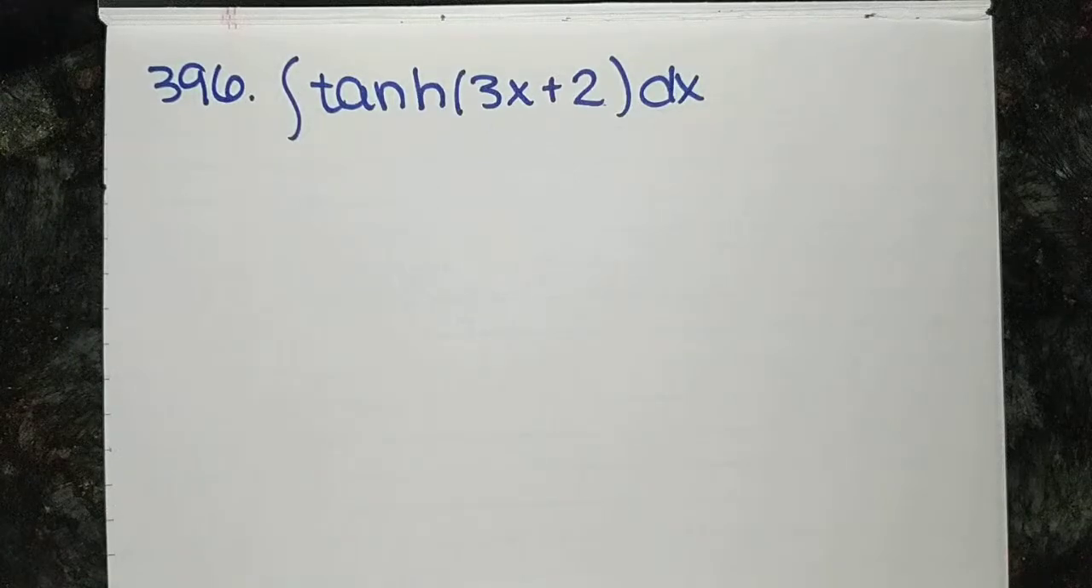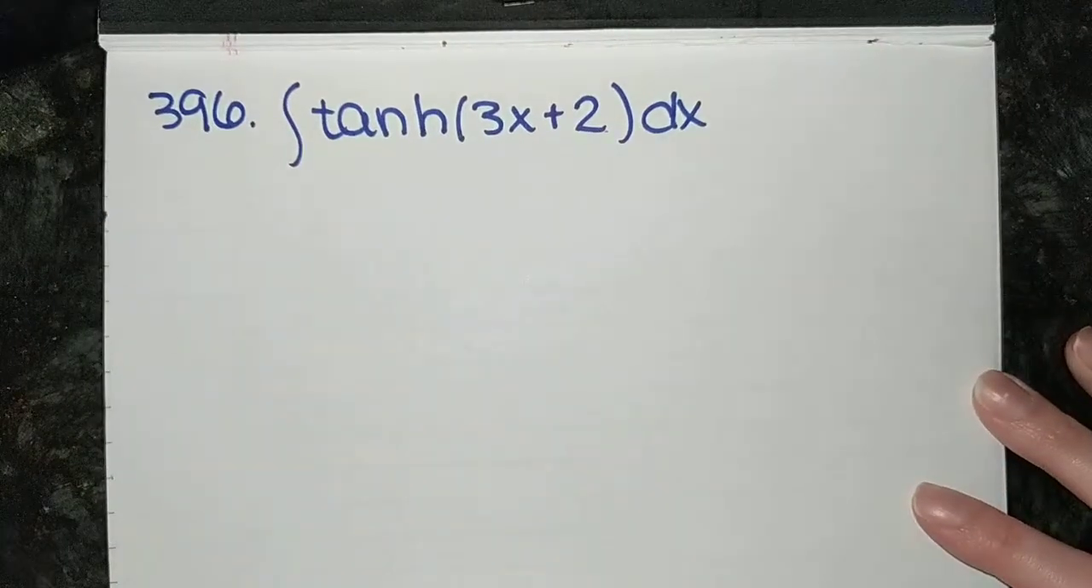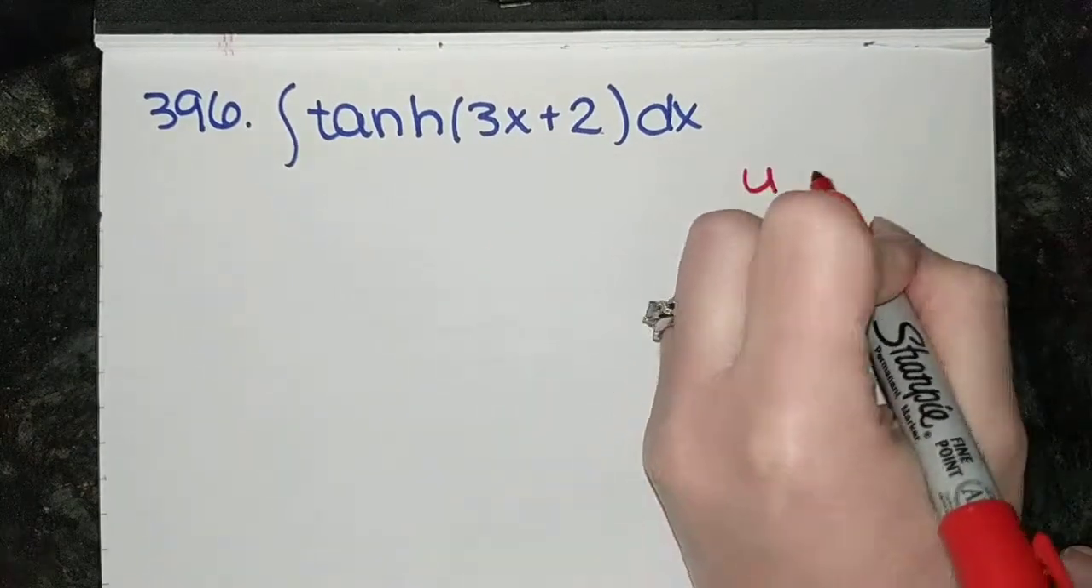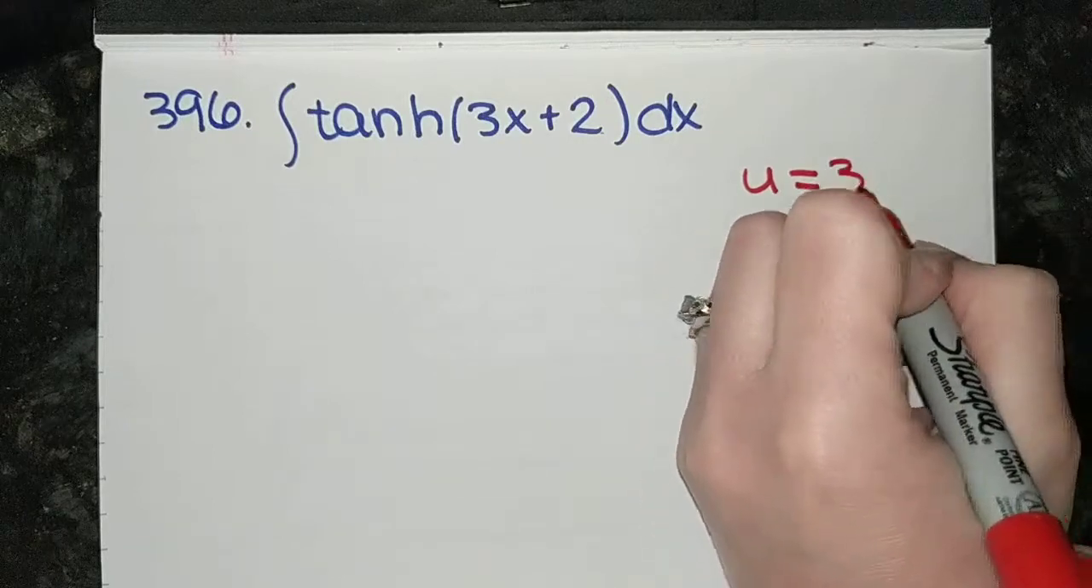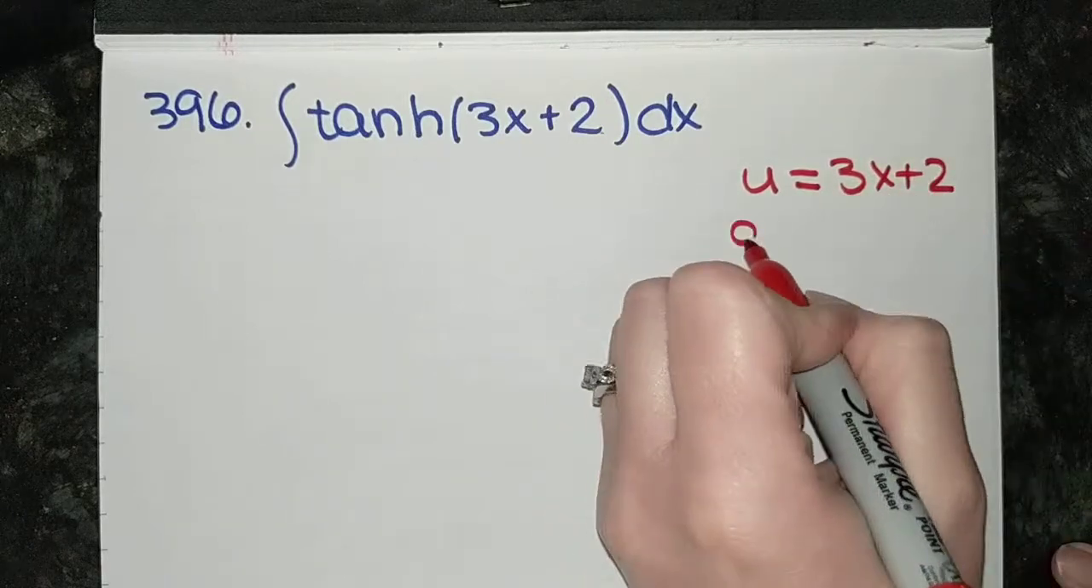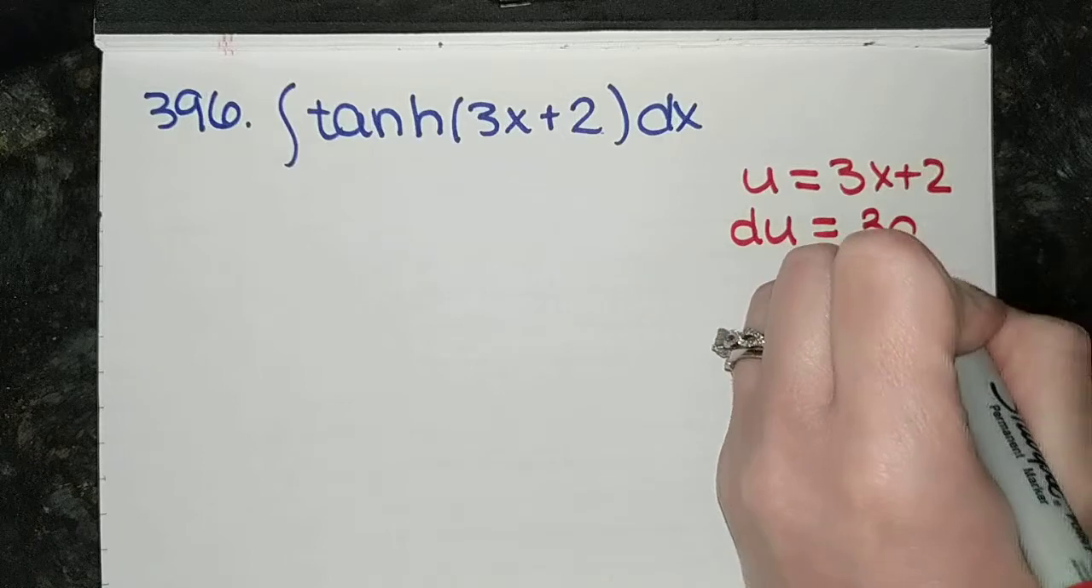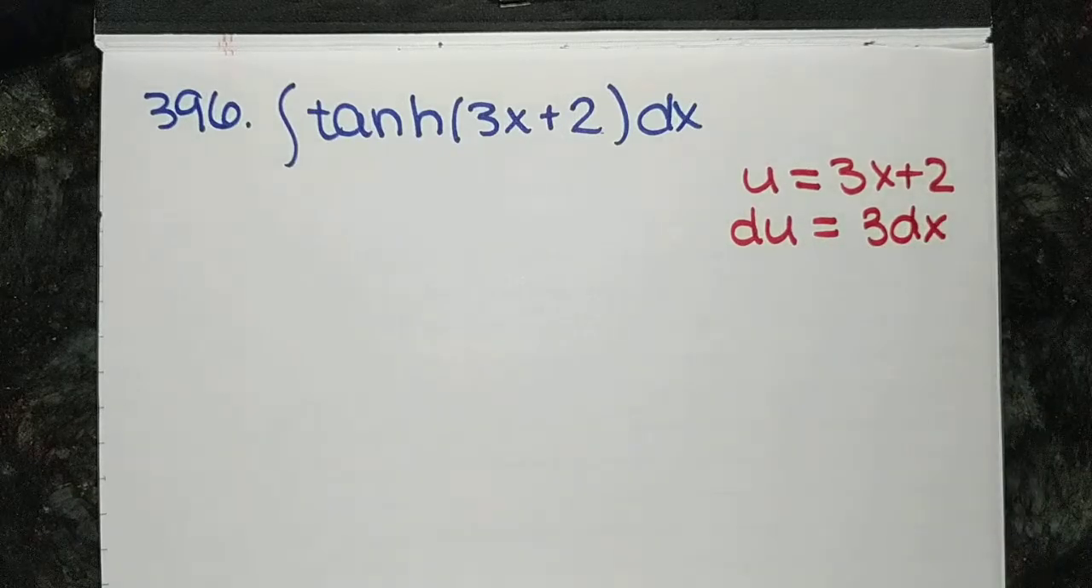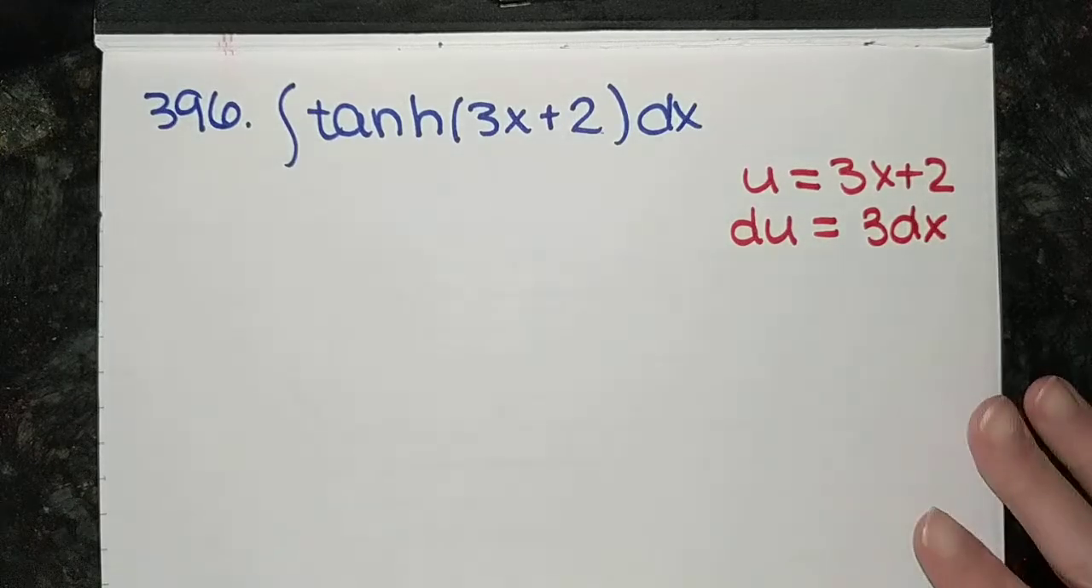So for this one, again, you are going to need u substitution in addition to the tangent formula, or the hyperbolic tangent formula. So you would start off letting u be equal to 3x plus 2, and then your du would be equal to 3 dx. Initially, I think most people would just start with that.